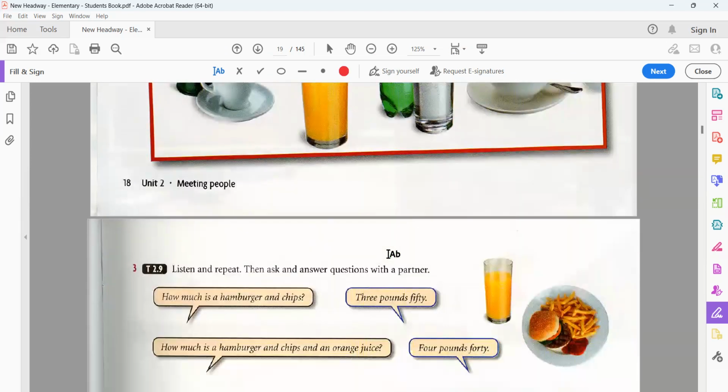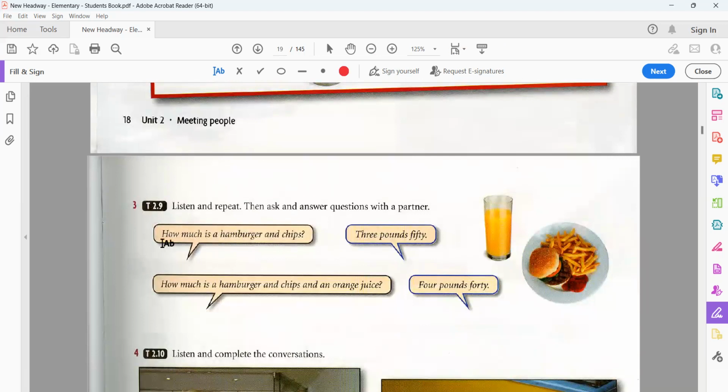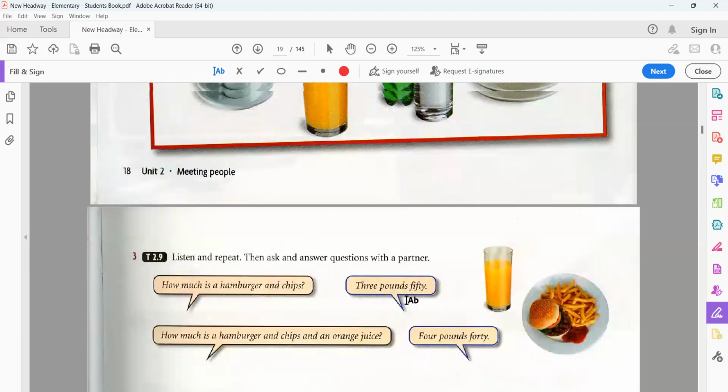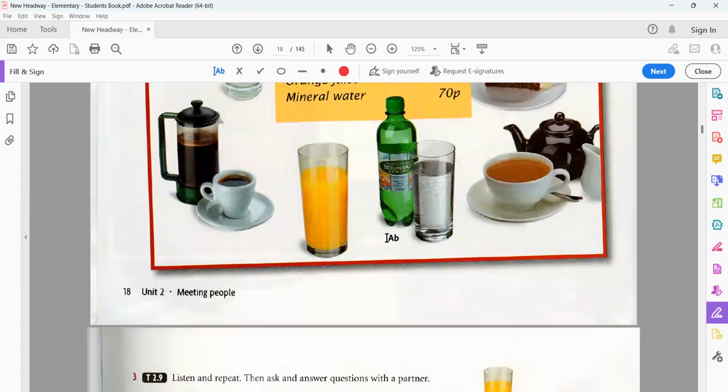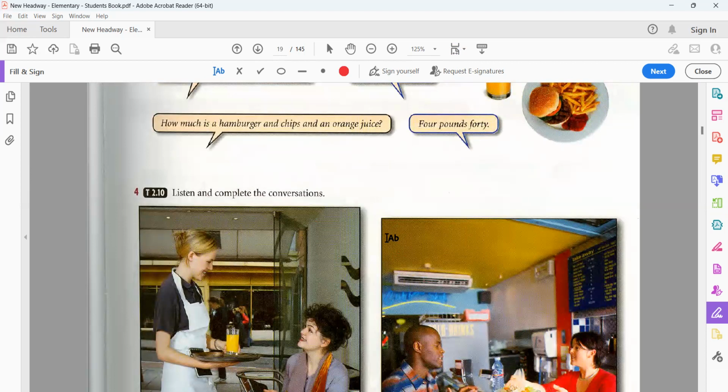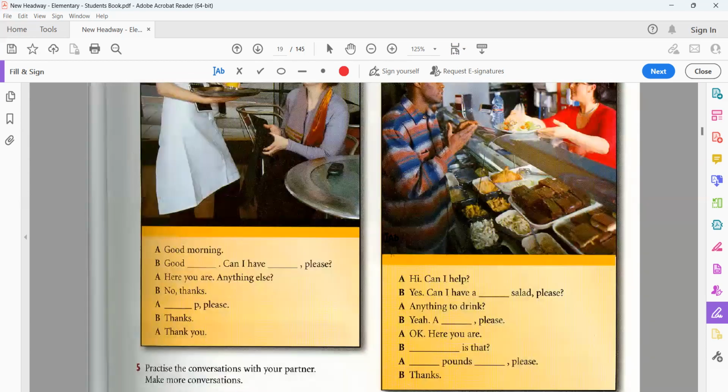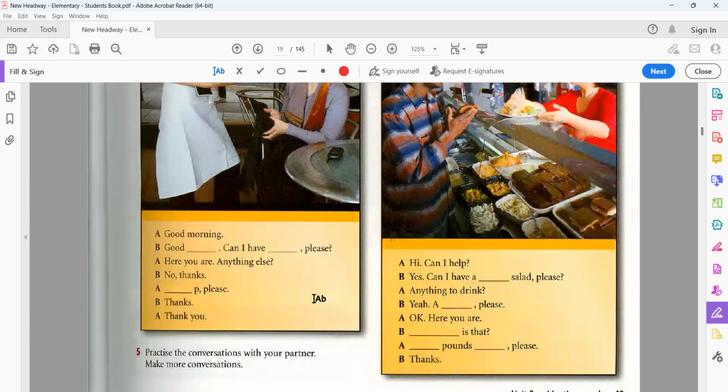Now, to ask about the price, we say how much is. So how much is a hamburger and chips? £3.50. How much is a hamburger and chips and an orange juice? £4.40. So you can practice asking about the menu here. How much is an ice cream? How much is chicken and chips? And so on, okay? Now, what do you say if you go to a cafe and you want to ask for something? Here we have 2 conversations. You are going to listen and complete the conversations, okay?